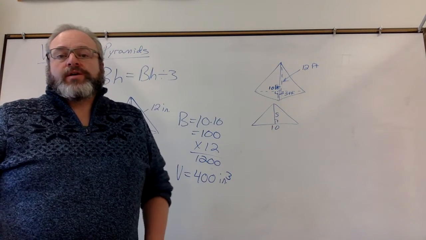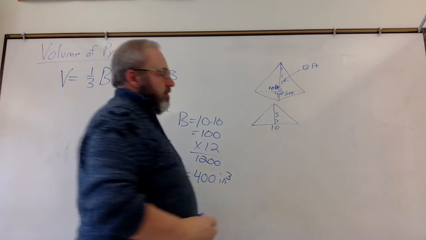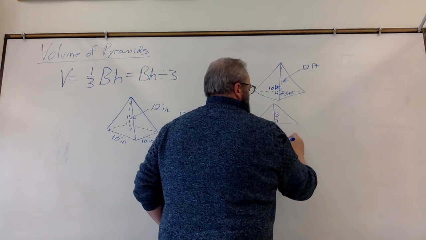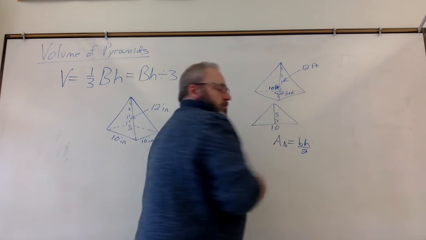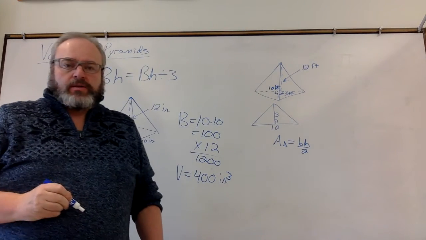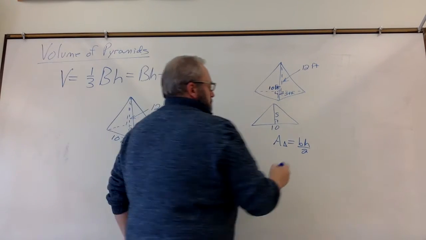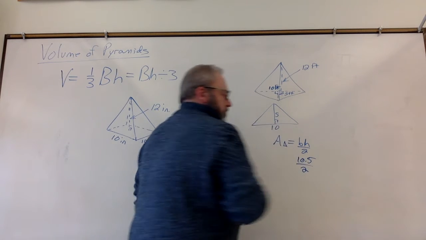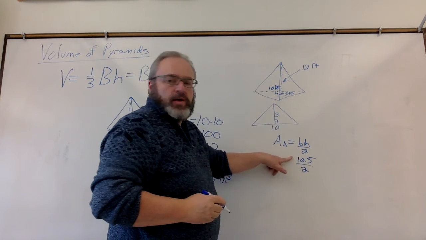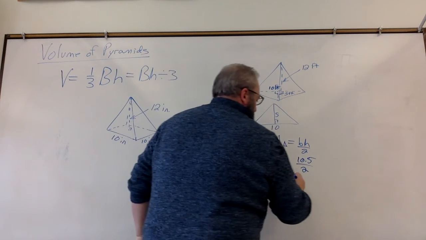So we need to find the area of the base. The base is a triangle. So the area of a triangle is the base times height divided by 2, or half the base times the height. So that would be 10 times 5 divided by 2. So that 10 times 5 is 50, divided by 2 is 25.